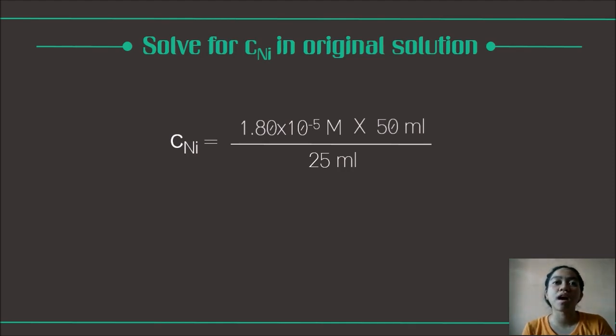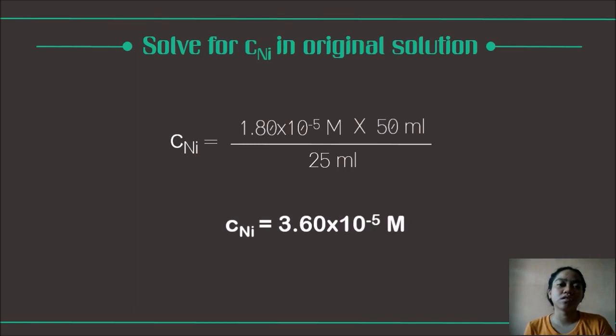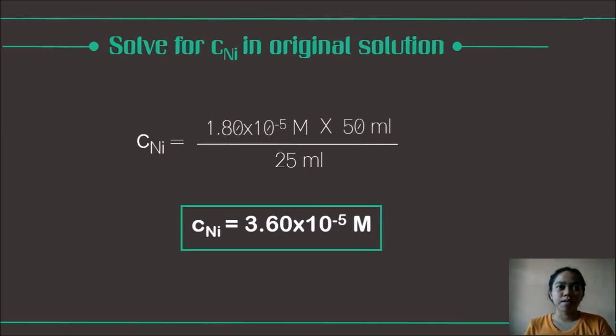So earlier we have 25 ml aliquot, right? Then we added water to that. So our diluted solution now has 50 milliliters. So multiplying that, we know that the concentration of nickel is now 3.6 times 10 to the negative 5 molar. But the question wants us to solve for the concentration of nickel and cobalt in ppm. That's why we will convert this value to ppm.